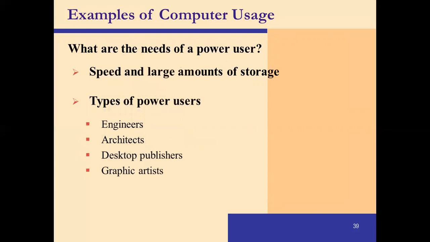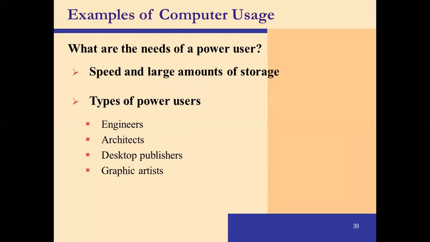Okay, what are the needs of power users? Speed and large amount of storage. Power users also have to perform different kinds of operations that need to be done in a very short amount of time, so they need speed. And second thing, they have a lot of data to be processed. They can process trillions of megabytes or gigabytes or terabytes in an hour or two, so they need a large amount of storage.